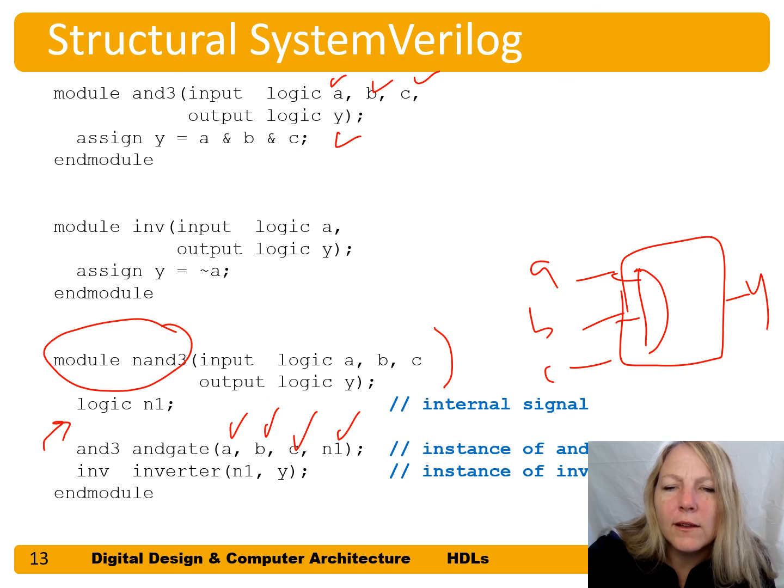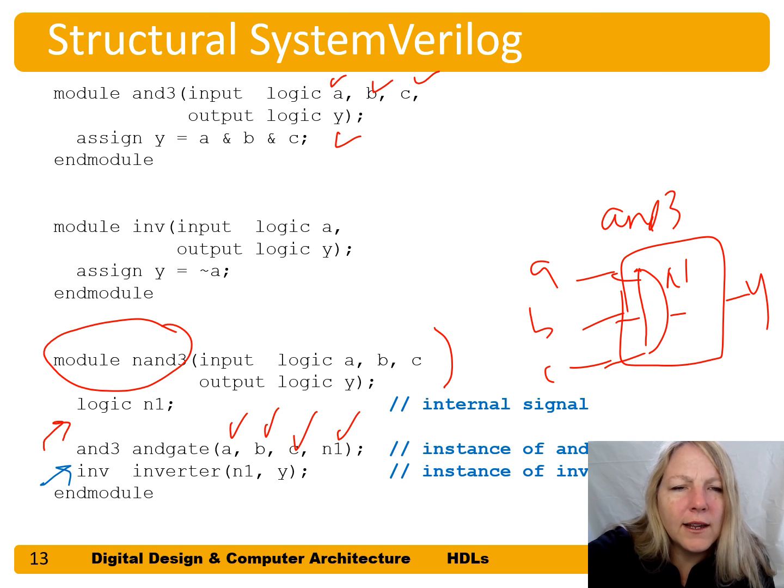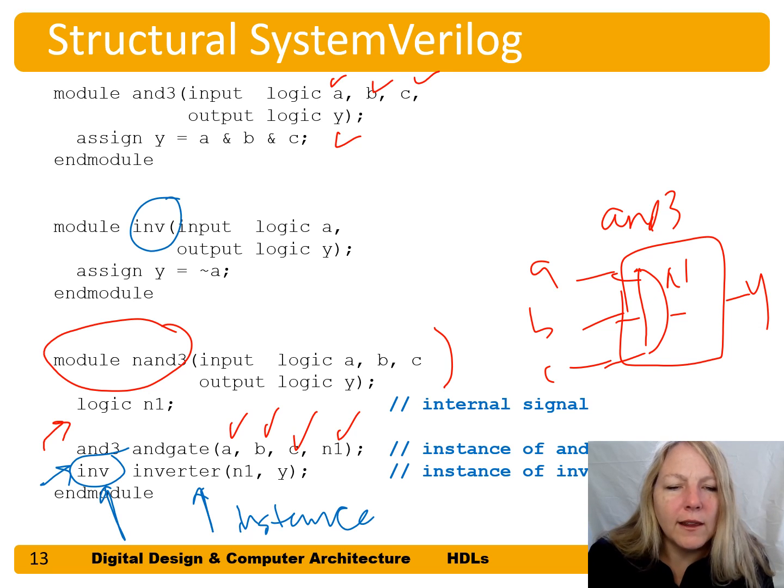So we have A, B, and C. Here's our AND3 module that we've instantiated. And now we connect the output to N1, an internal signal. And then we instantiate a second module, this inverter module, INV. And this is the name of the module, and this is the instance name. So inverter is the instance name. We'd have inverter 1, inverter 2, inverter 3, right? This has to be the same as the module name, but then the instance name can be of our choosing.